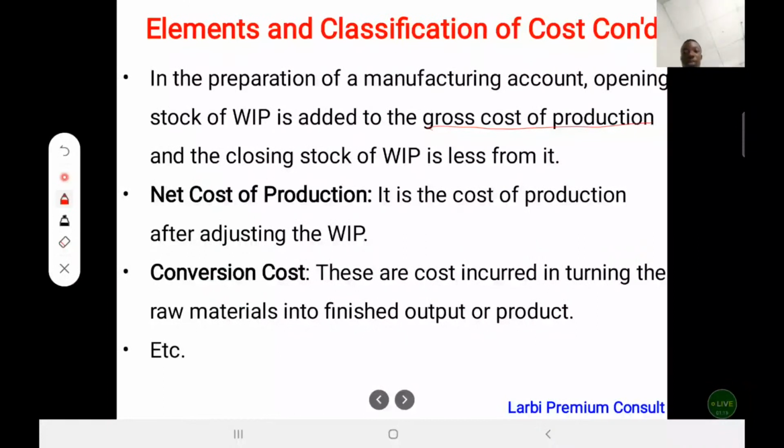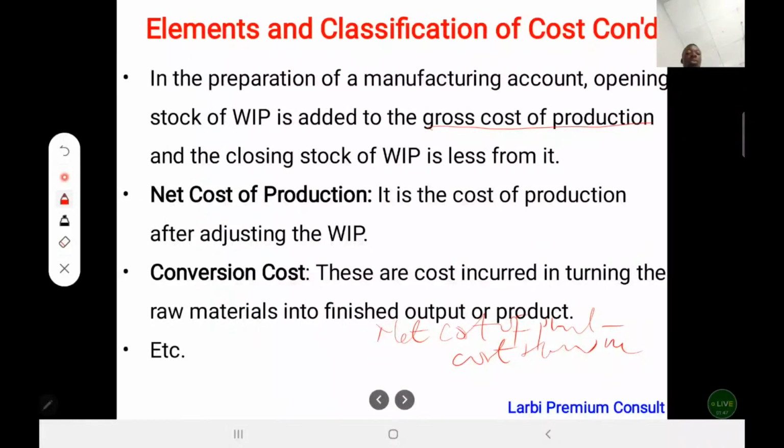So the net cost of production here is as a result of the adjustment in the work in progress. As I've indicated, it is the cost of production after adjusting work in progress. And you also have other costs like conversion cost. We define conversion cost as your total net cost of production minus your cost of raw materials. That's how we define your conversion cost.